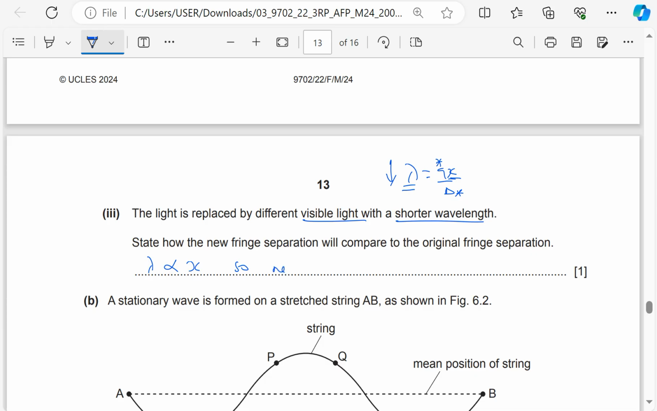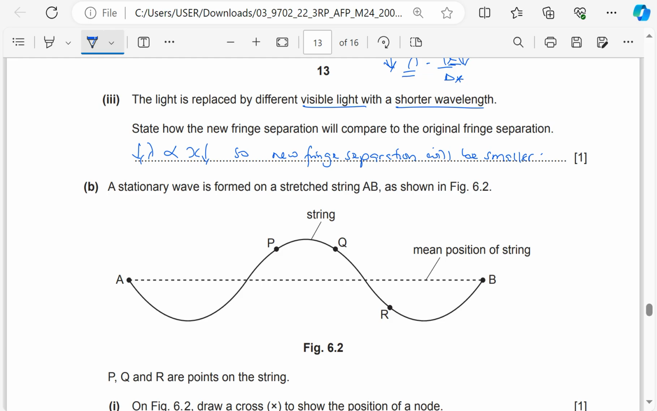So the new fringe separation will be smaller. Or it will be less, or it is reduced. Because lambda decreases, X also decreases. Because lambda decreases, X decreases because they are directly proportional.